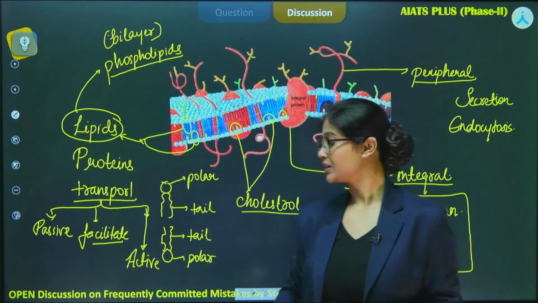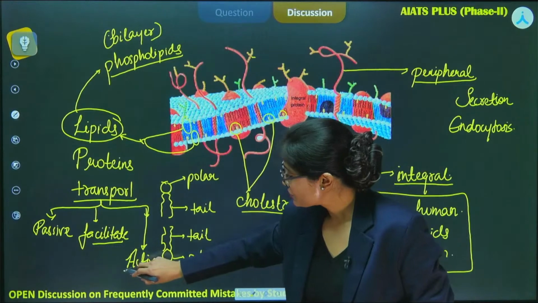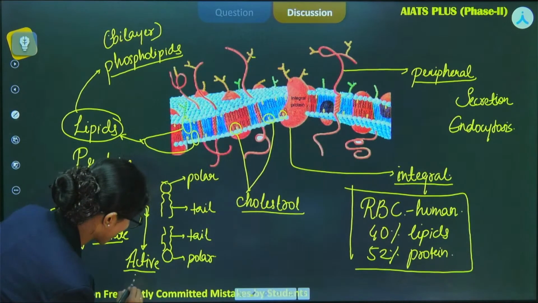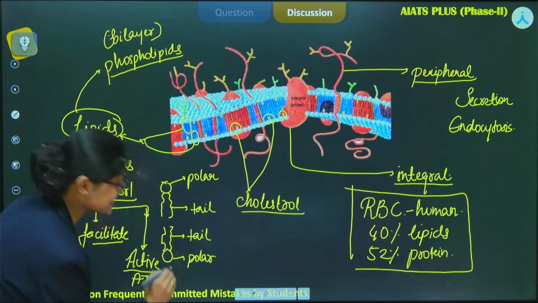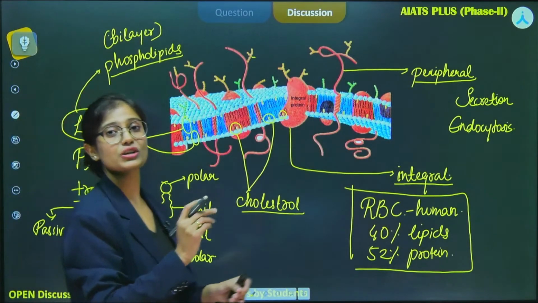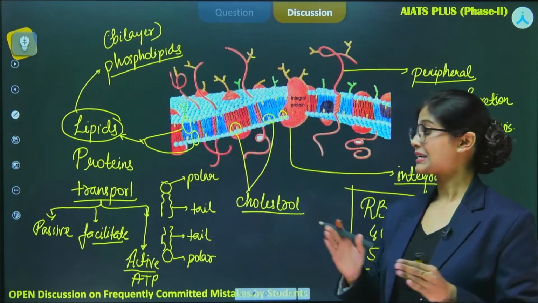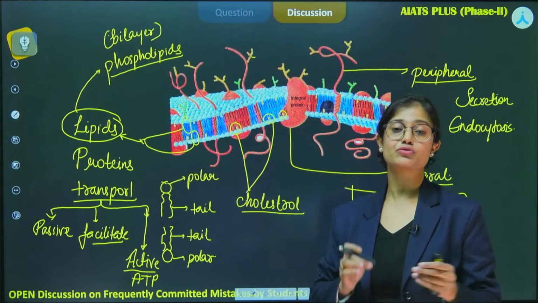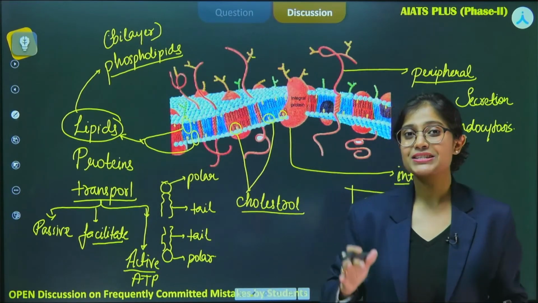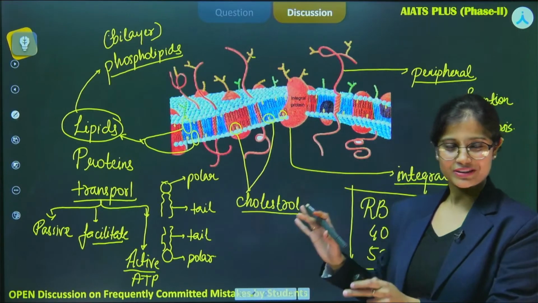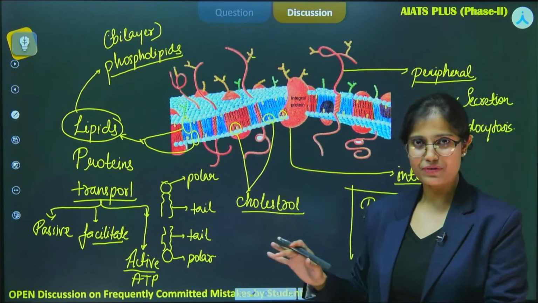To pass through it. Last one is active transport, in which it requires energy in the form of ATP, and its example is the sodium-potassium pump. Please remember that the sodium-potassium pump is the example of active transport which requires energy to pass through the membrane. Okay, so this is all about the cell membrane structure and its function.